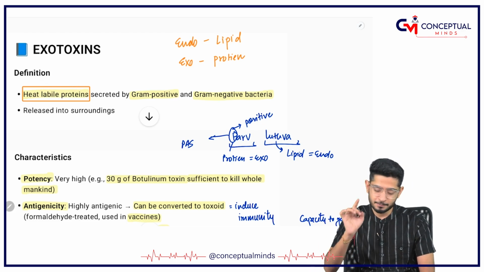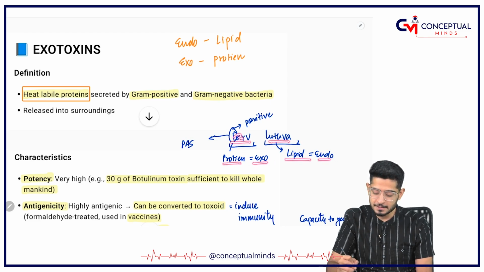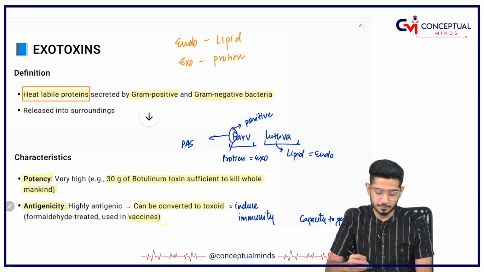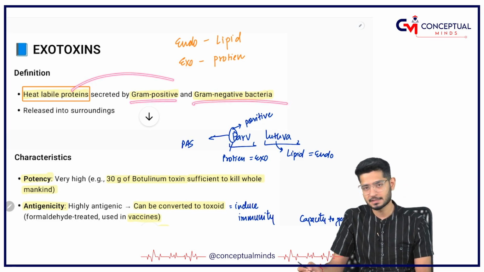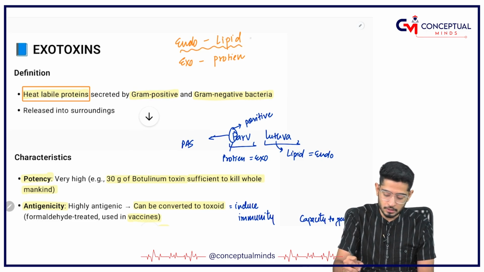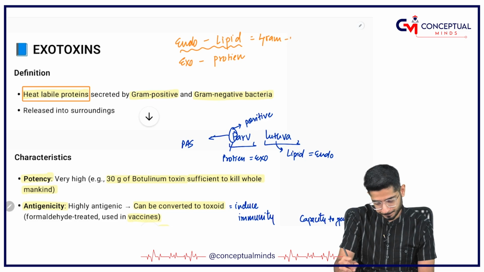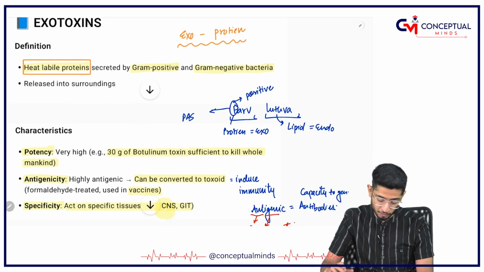Heat-labile proteins, P for proteins. Remember, I have told you endolipids, exoproteins, and P for two P's also. One is positivity. That means heat-labile proteins are present in gram positive as well as gram negative, whereas the endo lipid ones are present only in gram negative ones. Okay, you got it? Good.